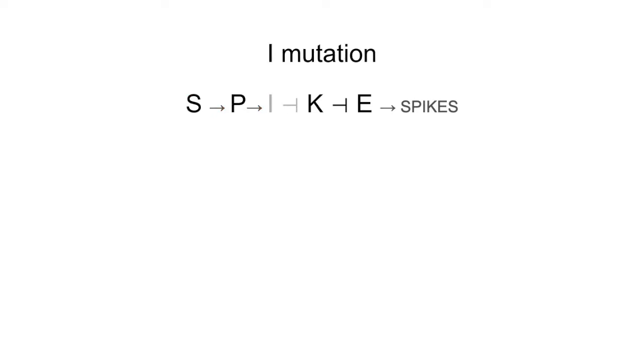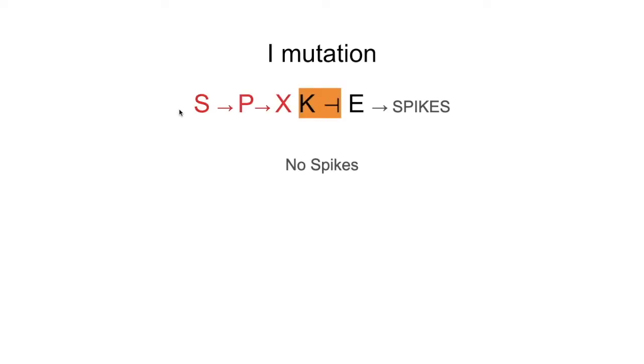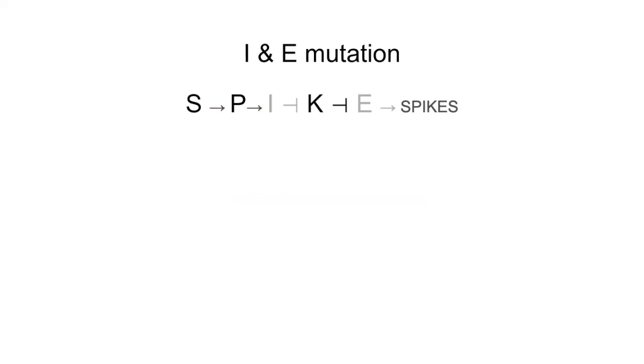Next, we'll move into I mutations. In this case, if I is mutated, S and P are rendered useless because those are only used to stimulate I. Since I is removed, it cannot block K, and therefore K can block E and cause no spikes to be produced. For the next mutation, we have a mutation of I and E.